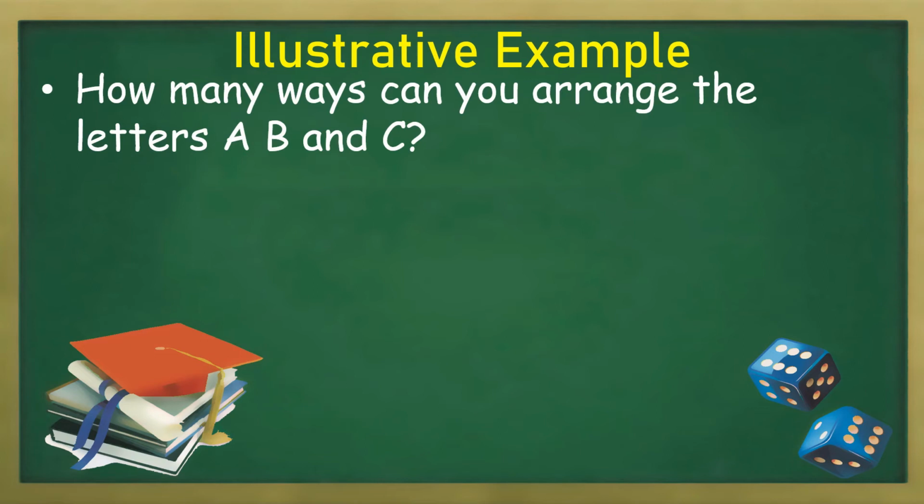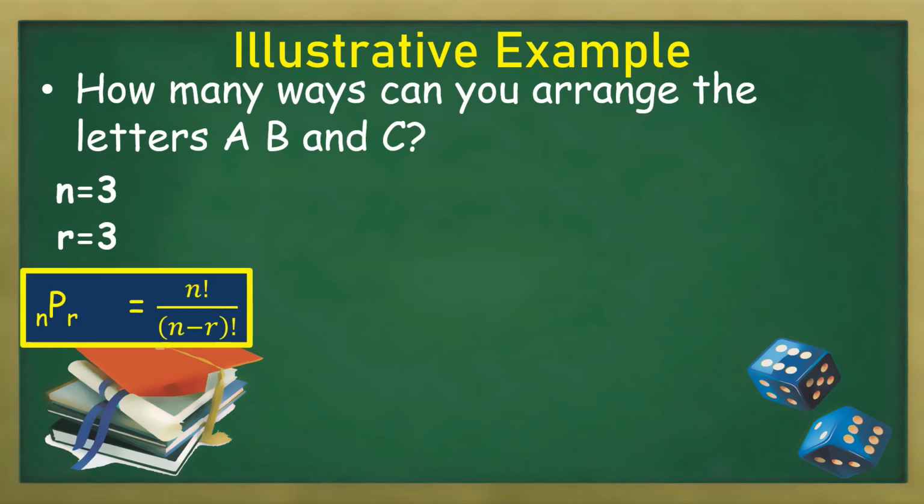So when you solve problems involving permutation, the first thing you're going to do is to identify the n, which is the number of objects we're going to choose from, and the r, which is the number of objects we're going to choose from n to arrange. So for this one, since we're going to choose from the letters A, B, and C, our n is equal to 3. So those are the letters A, B, and C. Since we're going to use all the letters to arrange, our r is equal to 3.